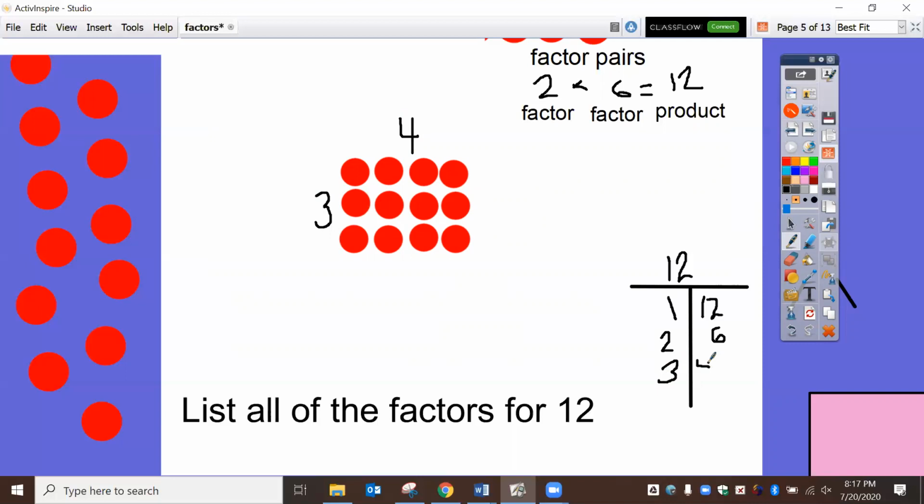The last thing I want to do is to create a list of the factors of 12, and I'm going to create that list with the numbers in order from least to greatest. So that would be 1, 2, 3, 4, 6, and 12. So the first strategy that I've taught you today is to arrange dots into equal-sized groups to find the factors of a number.